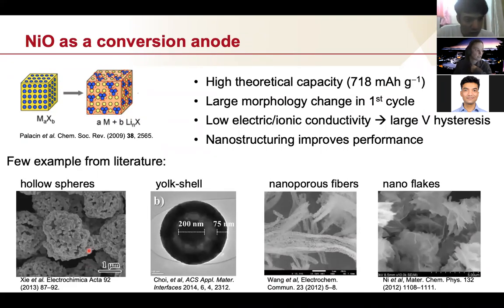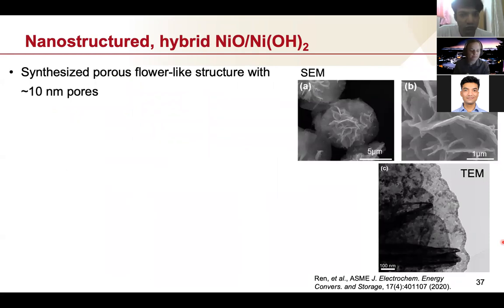So this has been overcome in the literature by nanostructuring. There are lots of examples in the literature of different nanostructuring that people have done with different degrees of success. So we wanted to look at both changing the nanostructuring and also the chemistry. So a visiting scientist in my group synthesized this porous flower-like structure of what we later discovered was a nickel oxide hybrid. It was not pure nickel oxide.